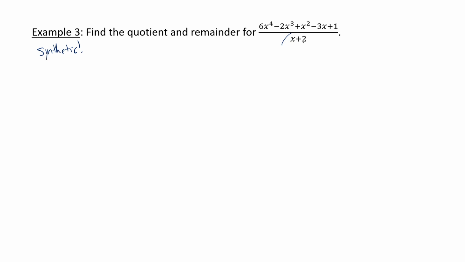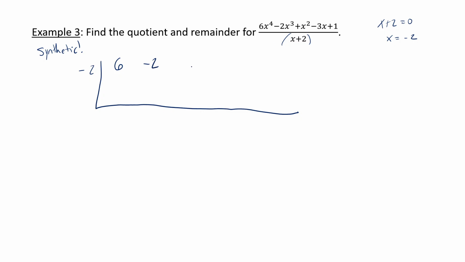Now, if I look at my denominator here, the x plus 2, if I were to set that equal to 0, I would see that x equals -2. That means I need to have a -2 out in front on my synthetic division. Now I'm going to go through my x values here. Here I have a 6 for my x to the fourth, a -2 for my x to the third, a 1 in front of my x squared, a -3 in front of my x, and then a 1.